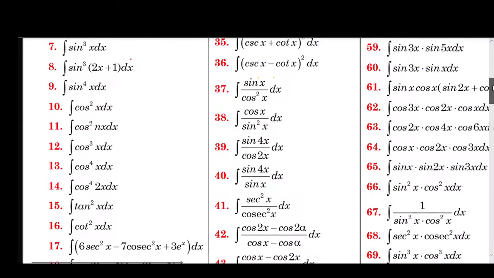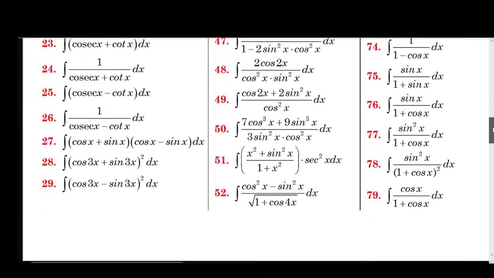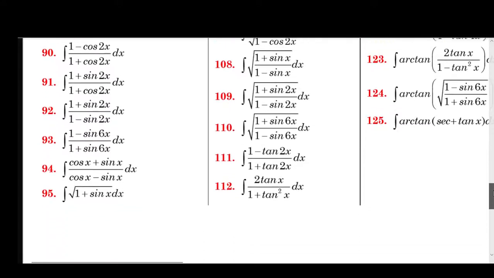125 trigonometric integrals. See if you have ever encountered one of these integrals.